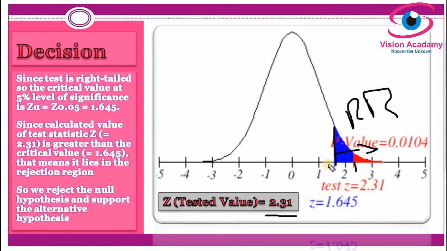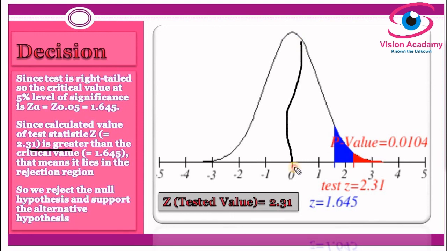Since our test value is 2.31 and our critical value is 1.645, our test value falls within the critical region, that is, the rejection region. Since the test value falls in the rejection region, we have to reject the null hypothesis. For our right-tailed test, the critical value at the 0.05 level of significance is 1.645, and our test value is greater than the critical value. So 2.31 is greater than 1.645, and the test value falls within the rejection region. We can also take the decision based on the p value.